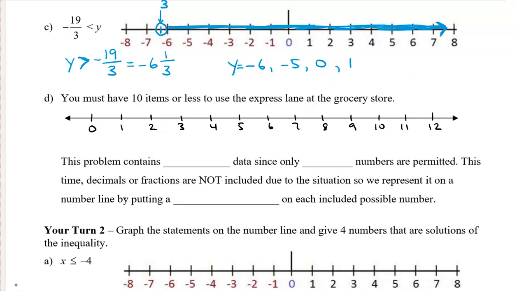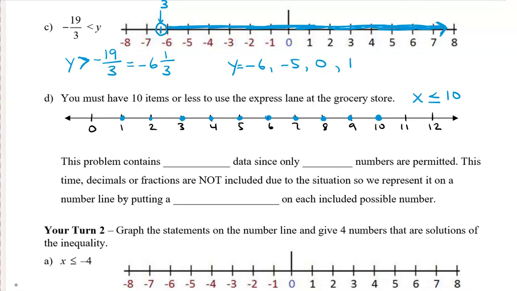So here it says you must have 10 items or less to use the express lane at the checkout. So this means that we are allowed x to be less than or equal to 10, because we can have 10 items. So we're going to color in 10. And 9 and 8, and we can color it all the way down to 1. But we can't include the numbers in between because they don't make sense.